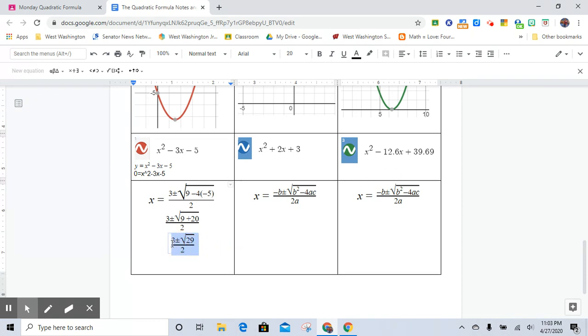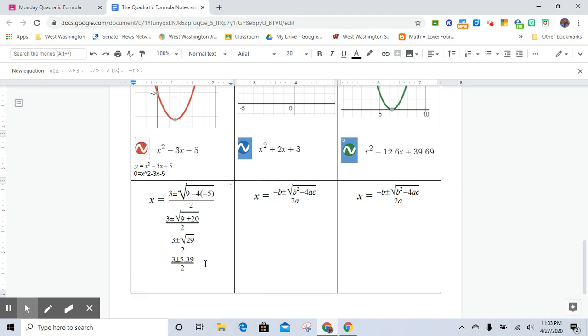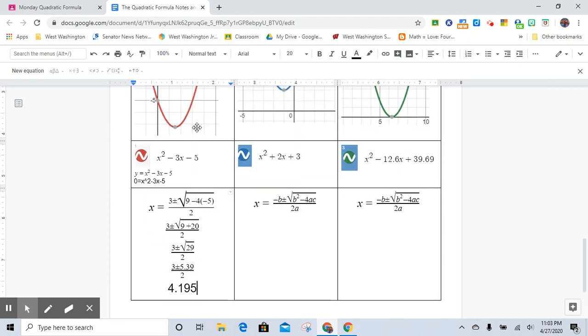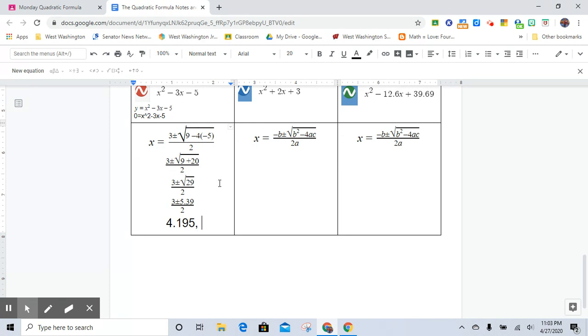So this would be 3 plus approximately 5.39, divided by 2, and then 3 minus that. And so I'm just going to put that in my calculator here on my phone. And my first number is 4.195, which is, if you recall, what we determined this to be yesterday whenever we looked at Desmos. And so that's this point over here.